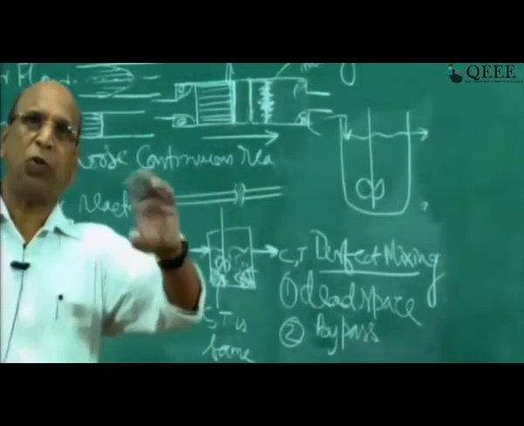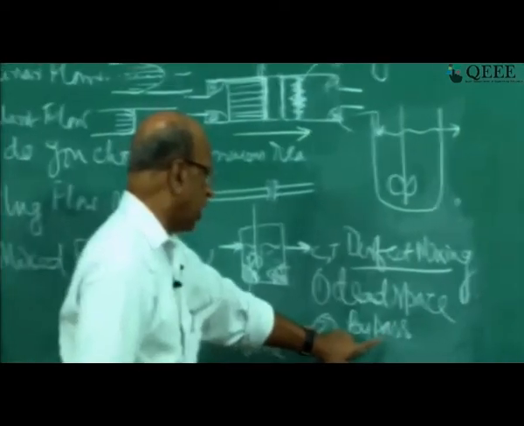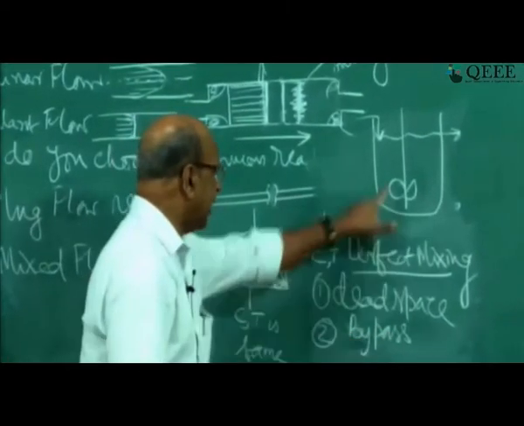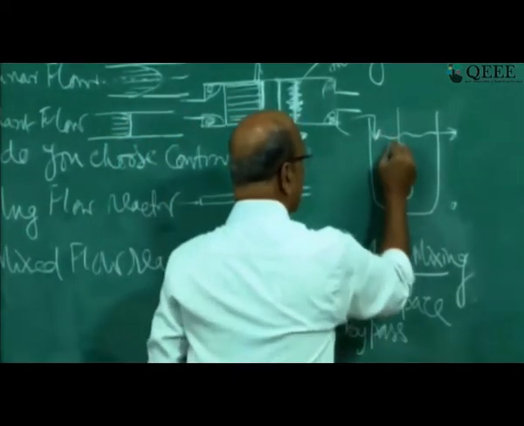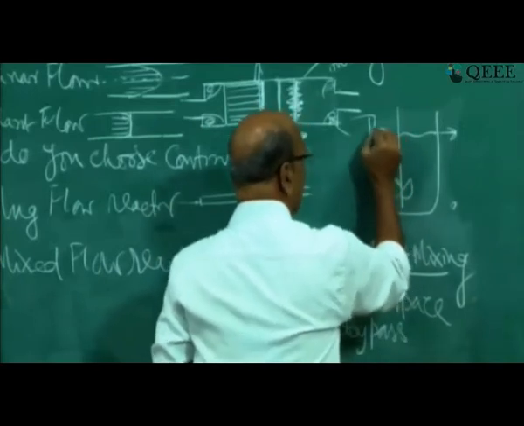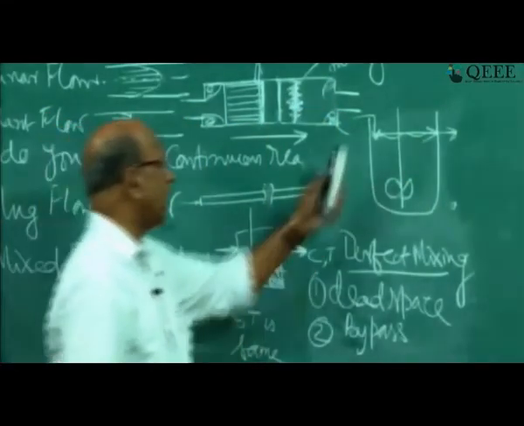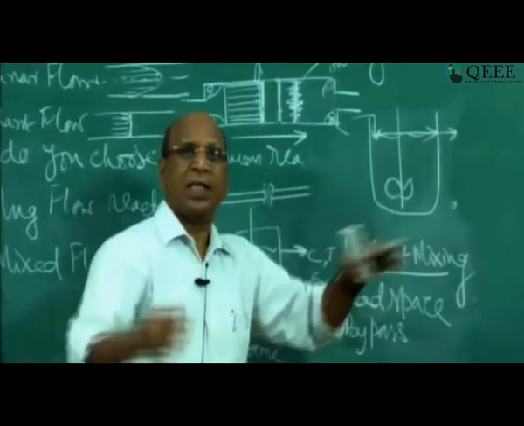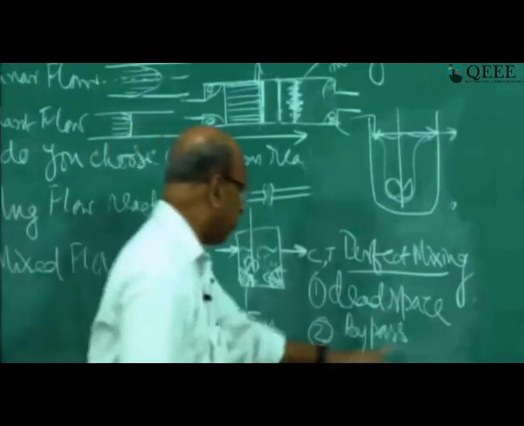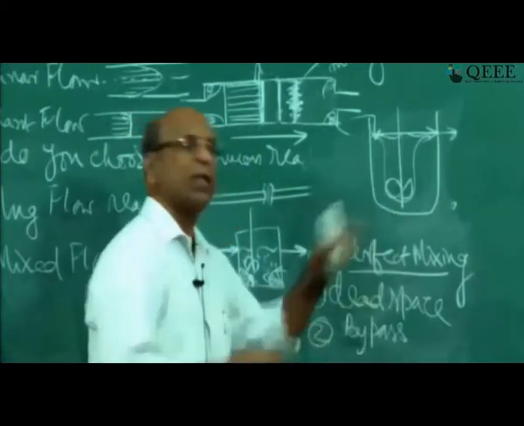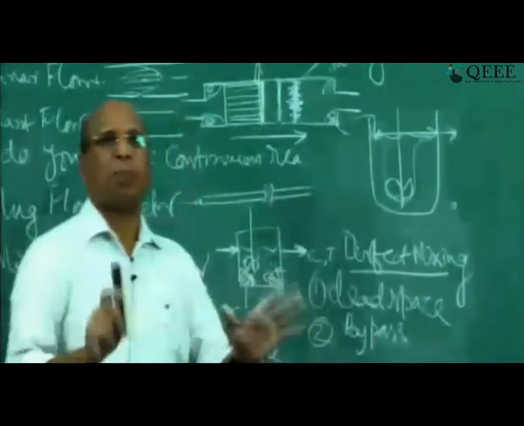Channeling is normally used for packed beds and tubular reactors, whereas bypass or short circuiting are both used sometimes in mixed flow reactors. The reason is, if you are not properly mixing inside, the reactant may suddenly come out. This is a shortcut, this is bypassing. It is not spending any time inside the reactor and then going. That kind of thing is possible in a perfect mixer, and bypassing is bad for us.